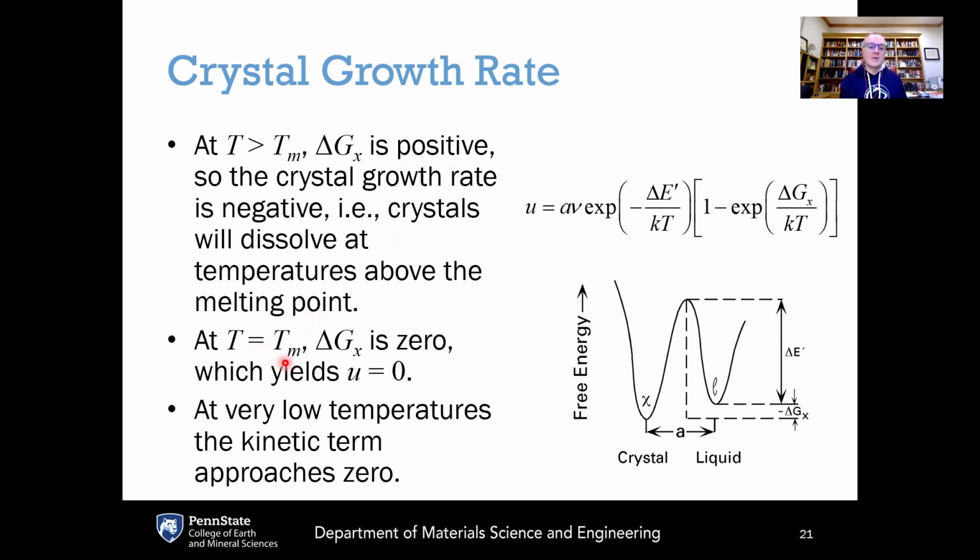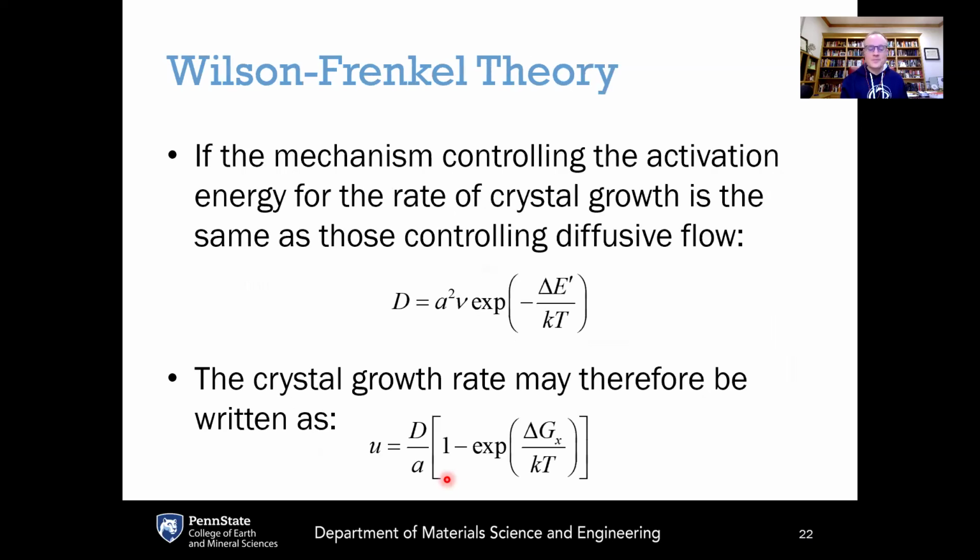If we were at the temperature T equals Tm, at the melting temperature, the delta G sub X is 0, and that would lead to a 0 crystal growth rate. And if you are at very low temperatures approaching absolute 0, the crystal growth rate would also be 0 because the kinetics of the process are 0.